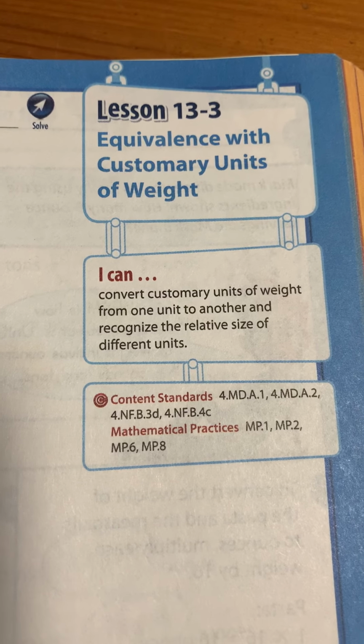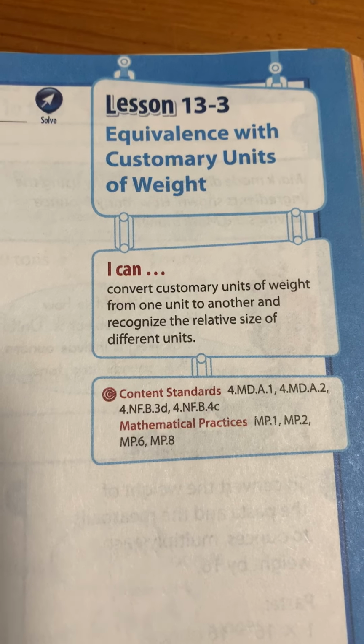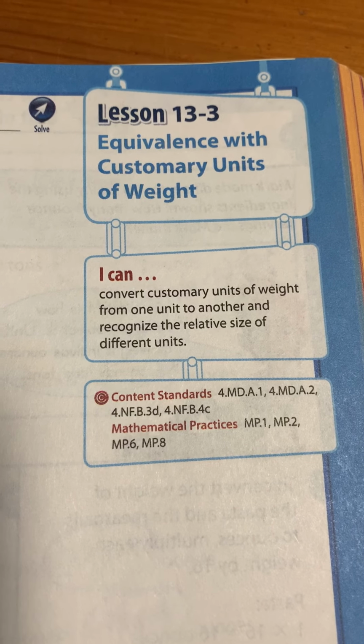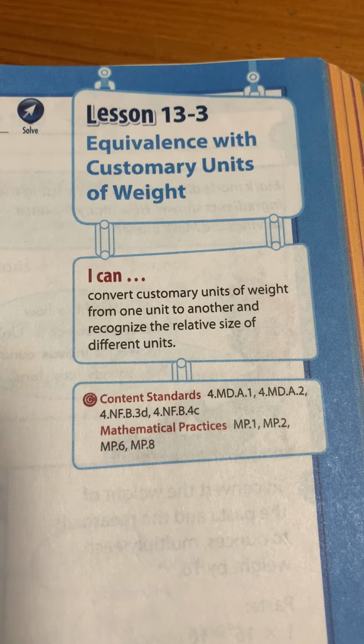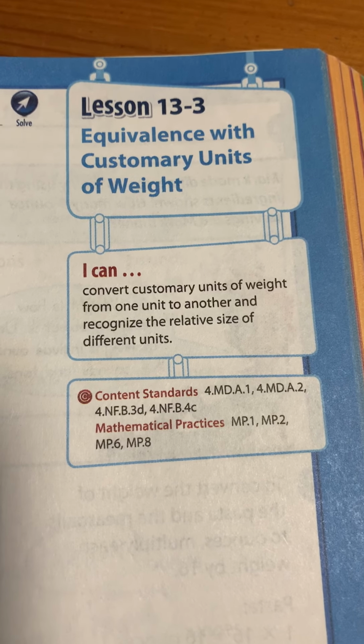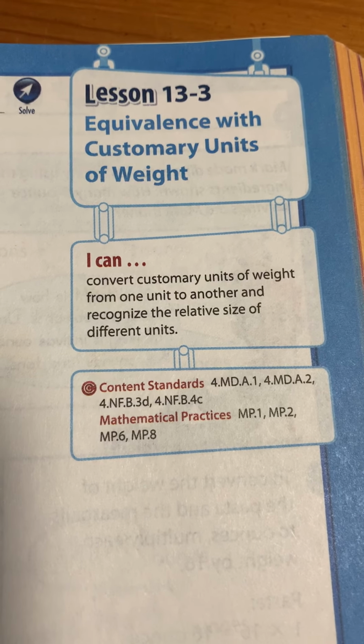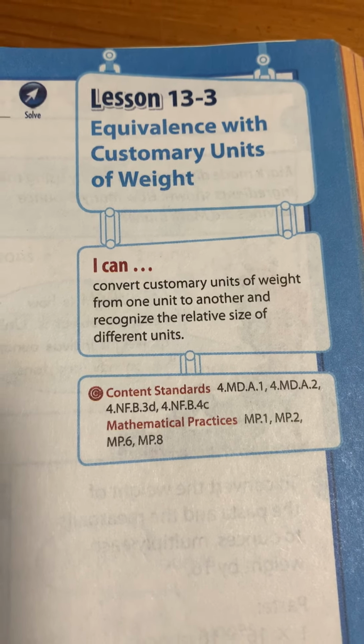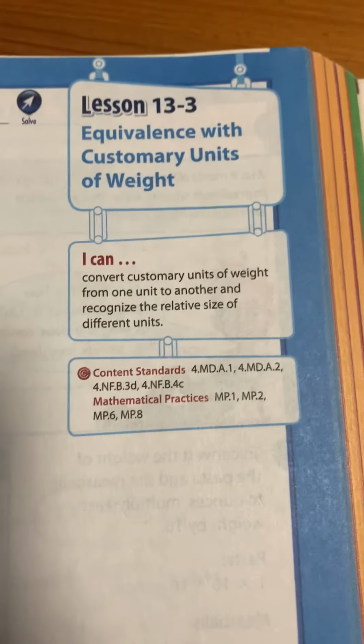This is 13-3. It's converting customary units of weight. So again, it's the same as 13-1 and 13-2. We're only going from bigger units to smaller units, so we are multiplying. Because when you convert from a bigger unit to a smaller unit, you multiply. This is only about weight.